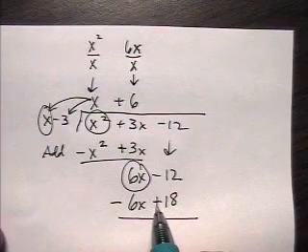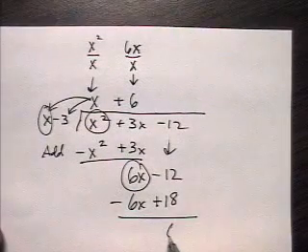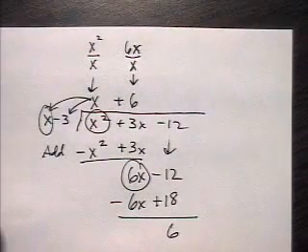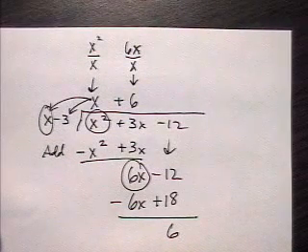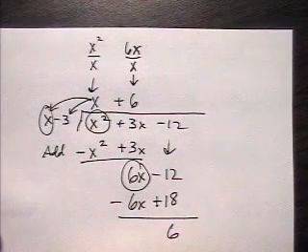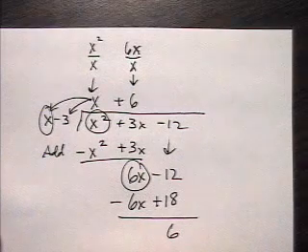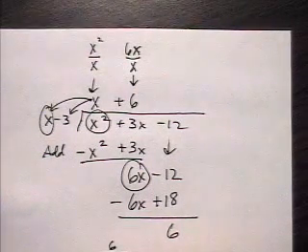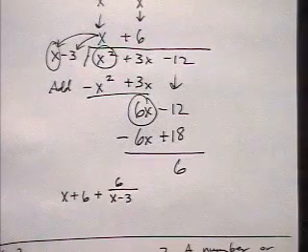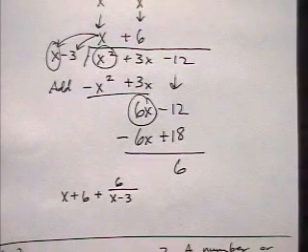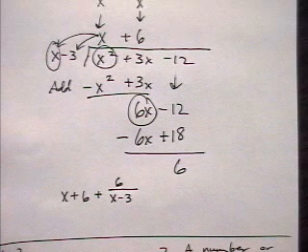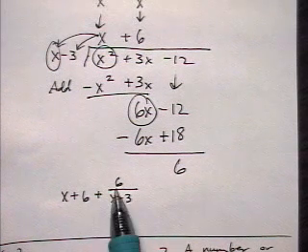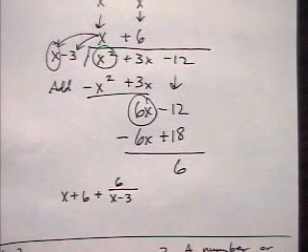Distribute the negative 1 and add, giving me a remainder of 6. So my answer to this is x plus 6 plus 6 over x minus 3. My remainder is not going to be written like the book does, where it says r. It's x plus 6 plus the remainder over the divisor.